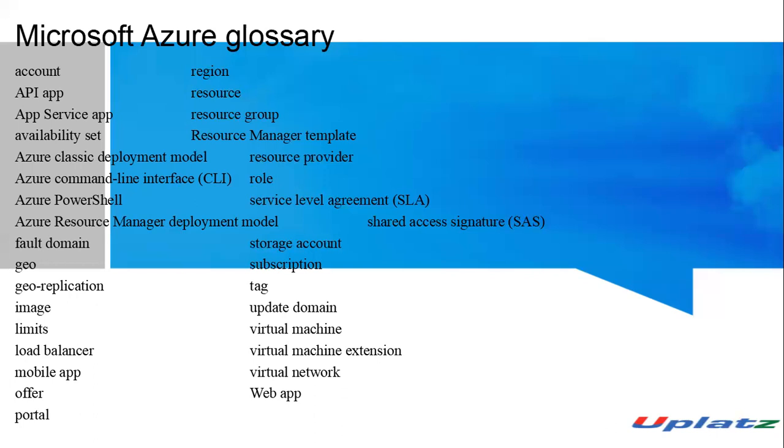Then we have resource provider. It's a service that supplies the resources you can deploy and manage through Resource Manager. Each resource provider offers operations for working with the resources that are deployed. Resource providers can be accessed through the Azure portal, Azure PowerShell, and several programming software development toolkits.